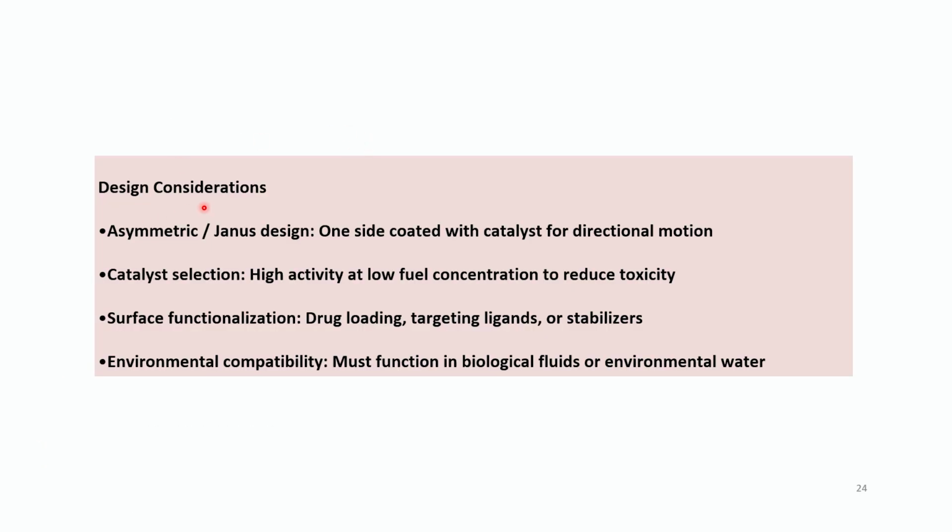So what are the design considerations? Your bot has to be asymmetric or Janus design. What is Janus design? When one side is coated with catalyst for directional motion. Let's say that's your Janus particle. One side is coated and the other side is coated with something else or it's uncoated. That creates an asymmetric design. So the design needs to be asymmetric or Janus type, that is, one side is coated with catalyst for directional motion.